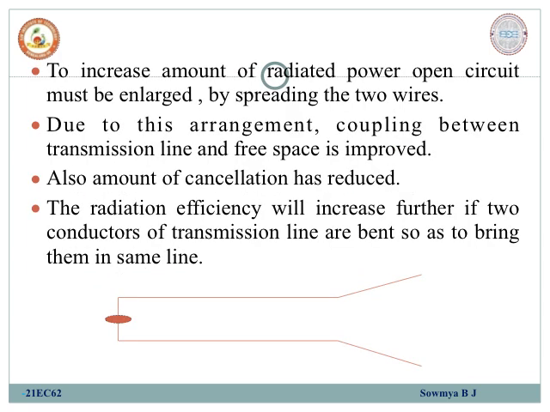So finally, to increase the amount of radiated power, we need to enlarge this open circuit. In order to enlarge it, the wires we are using will be spread on both sides. Due to this arrangement, the coupling between the transmission line and free space will be improved. Whatever coupling mismatch we mentioned between the transmission line and free space will be improved, and the amount of signal that is cancelled will also be reduced.